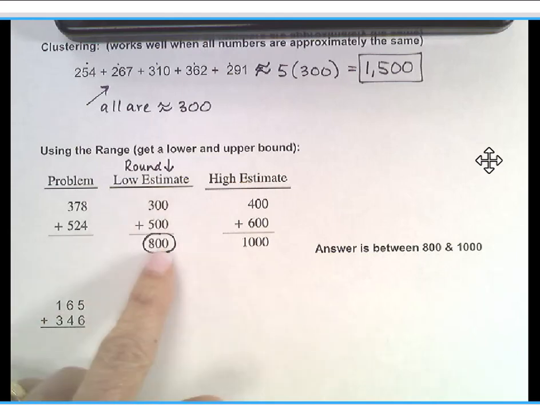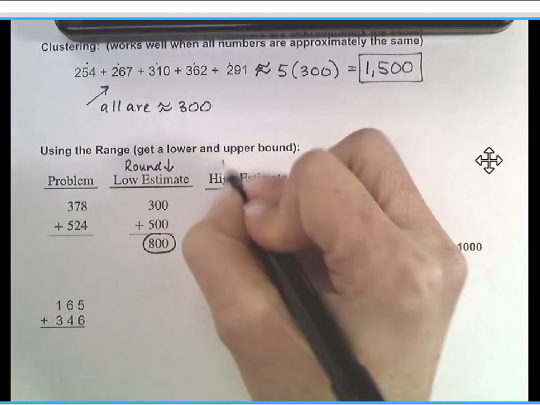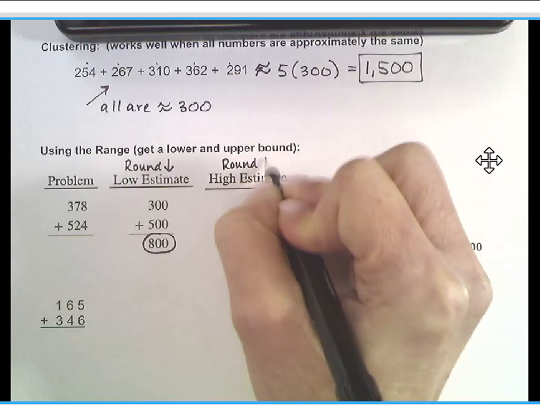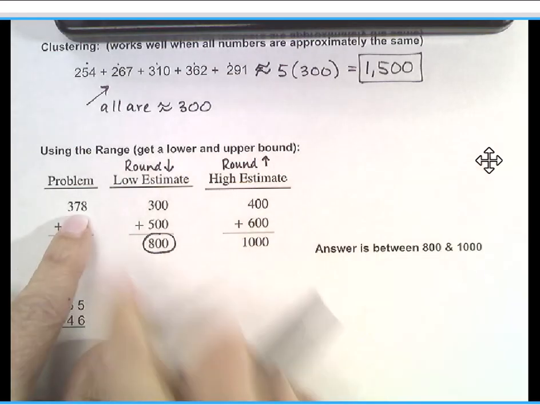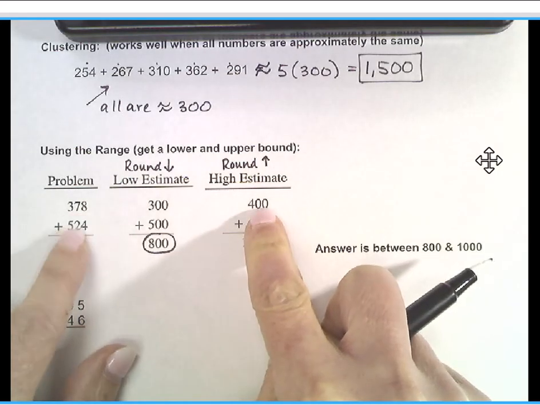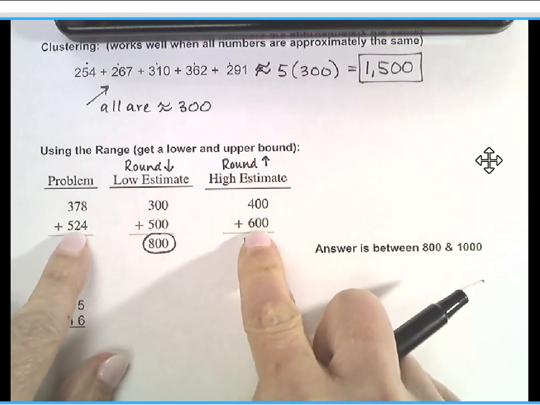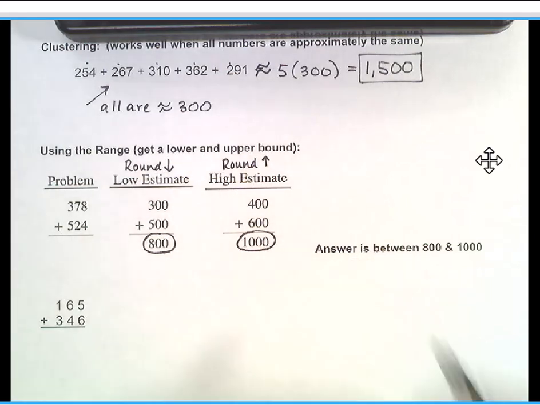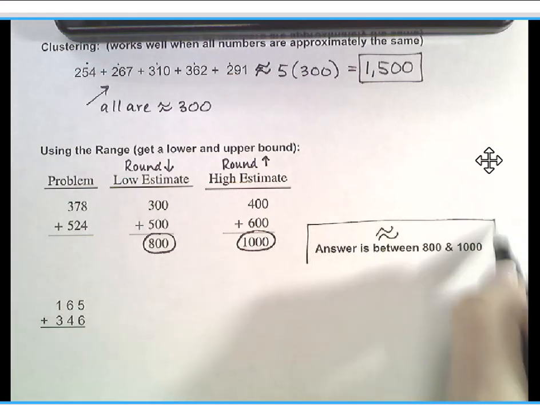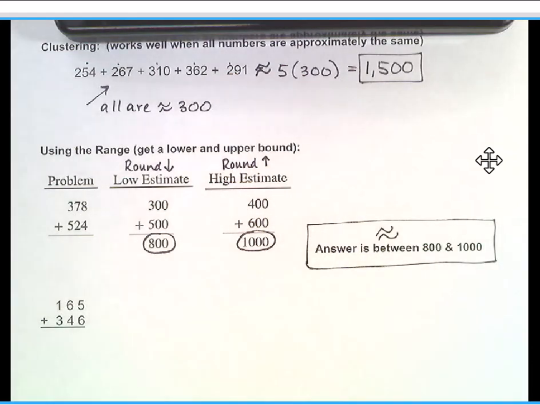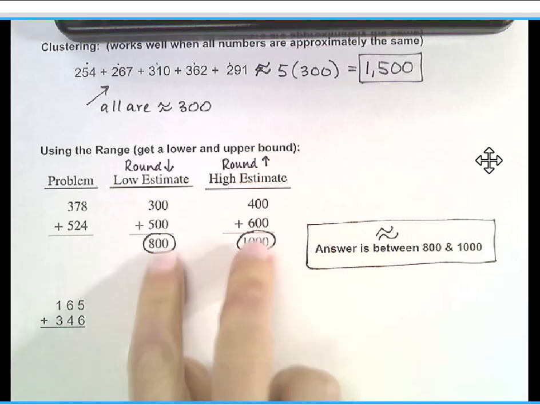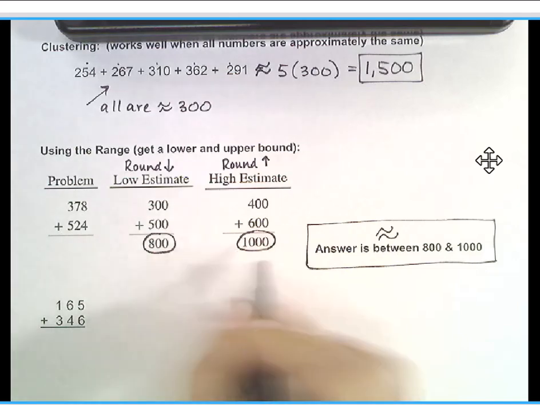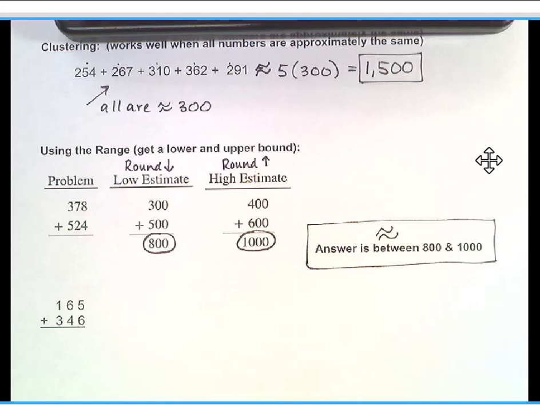See how easy that is to add? Well, what if you round up? If you round up, that's going to give you a high estimate. So round 378 to 400, take it up. 524, take that up to 600. And 400 plus 600 is 1,000. So you say the answer is approximately between 800 and 1,000. So you're giving an answer that's a range. So I think it's somewhere between 800 and 1,000. Maybe it's close to 900, but again, you're giving a range.